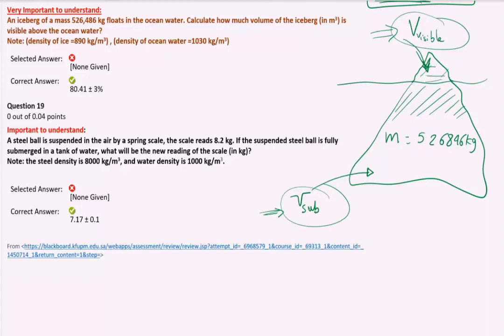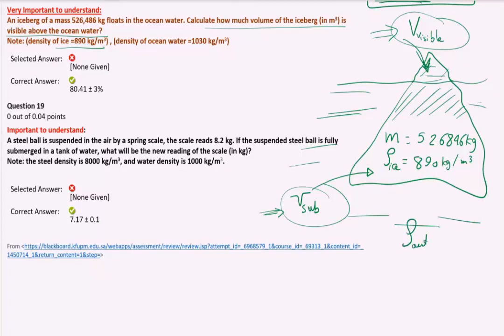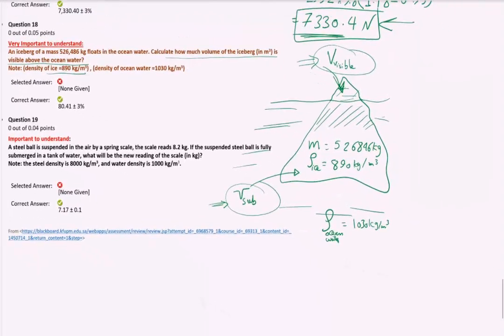Let's continue. Calculate how much volume of the iceberg is visible above the ocean water. Note that the density of ice of this iceberg is 890 kilogram per cubic meter, while the density of the fluid outside, which is the ocean water, will be a little bit more, which is given here as 1030 kilogram per cubic meter. So how to solve this problem?